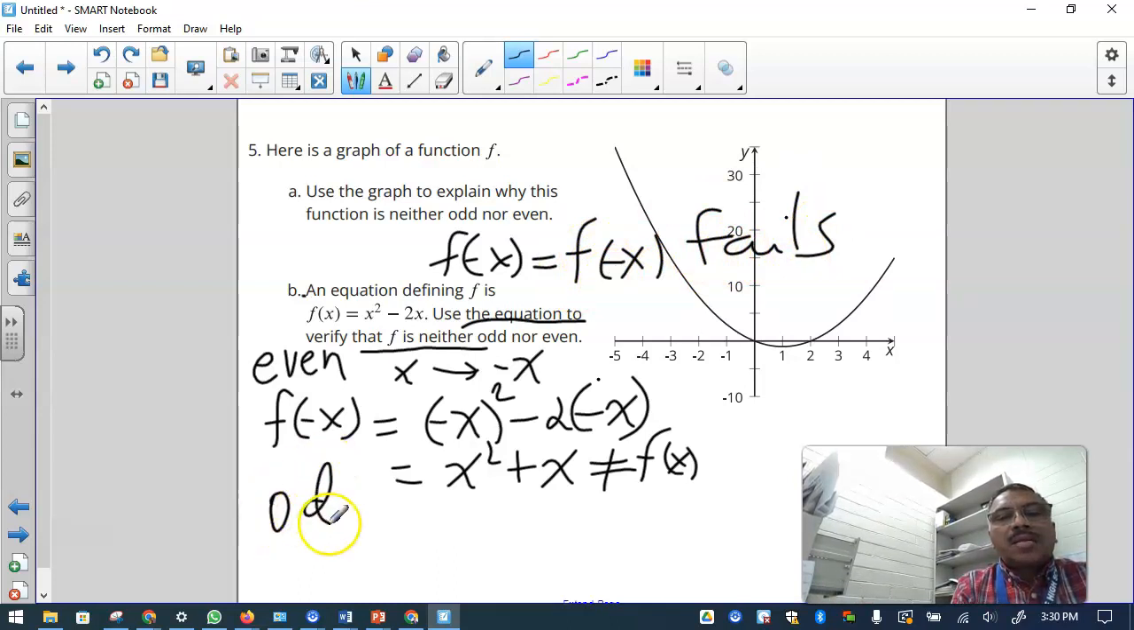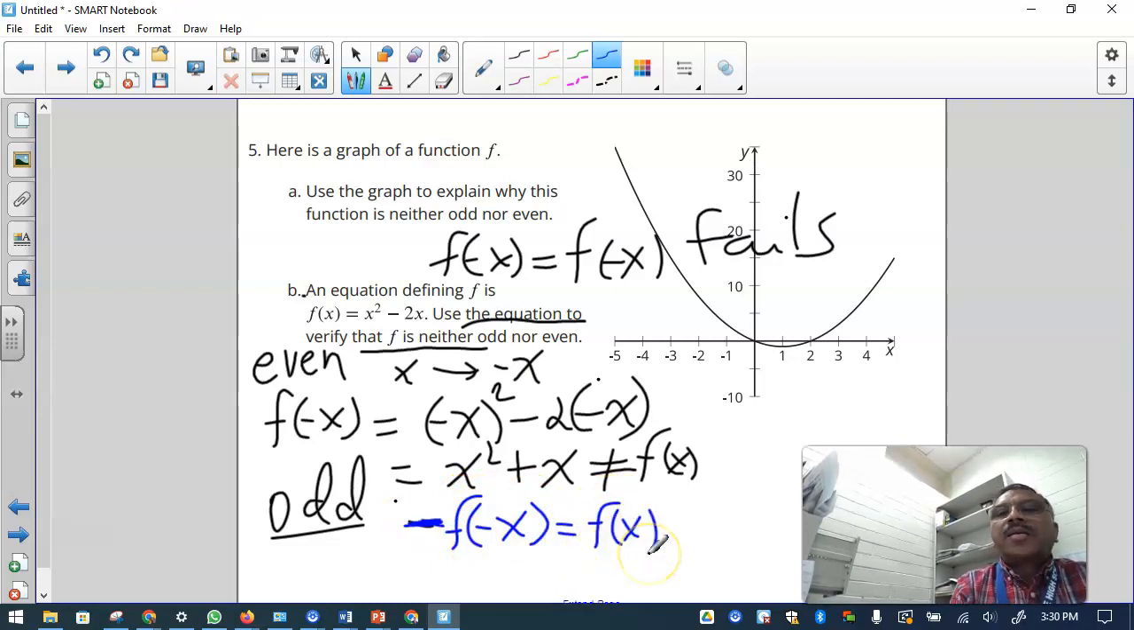Now, how do you know whether it is odd? For odd, minus of f of minus x should be equal to f of x. Means reflecting over the x. So one thing is you just look at it, but how do you show this here?